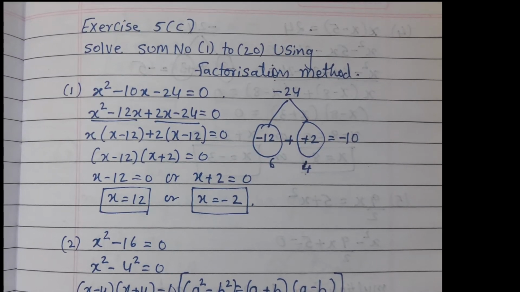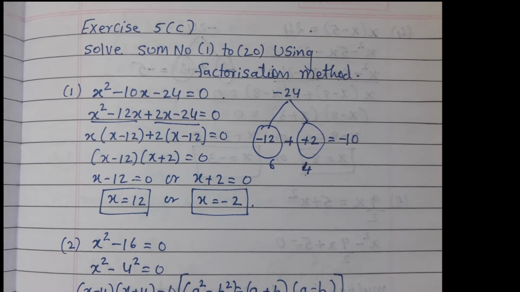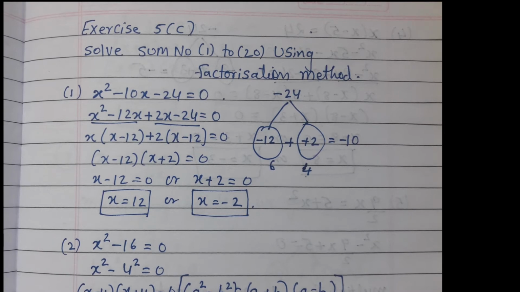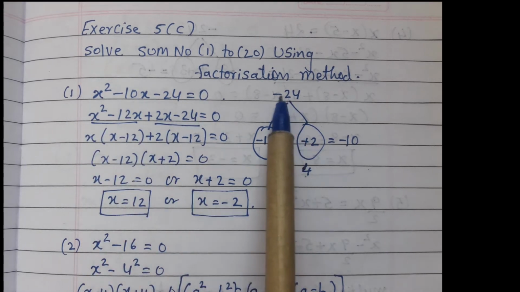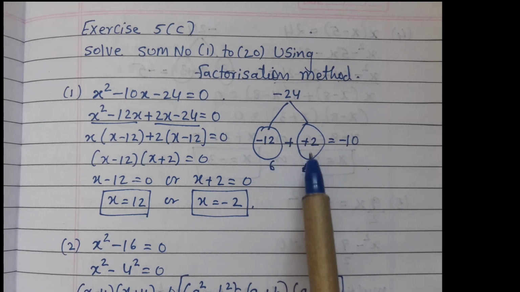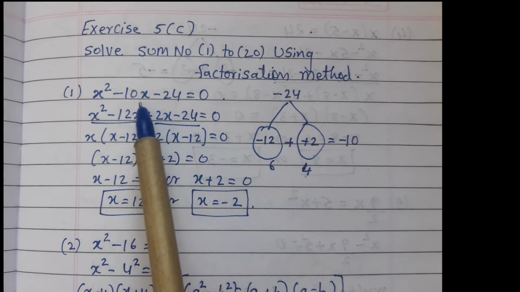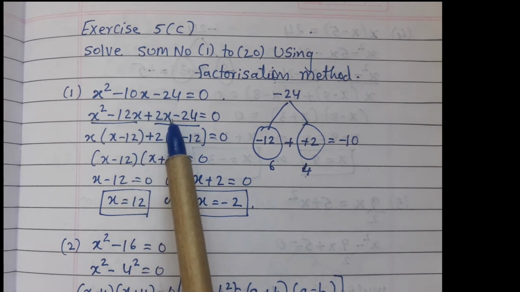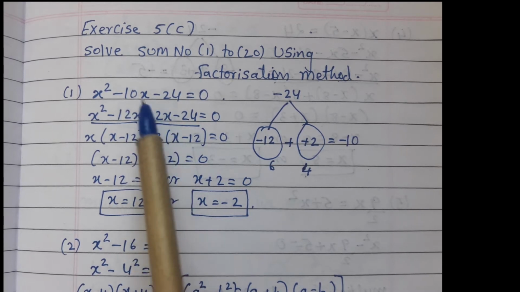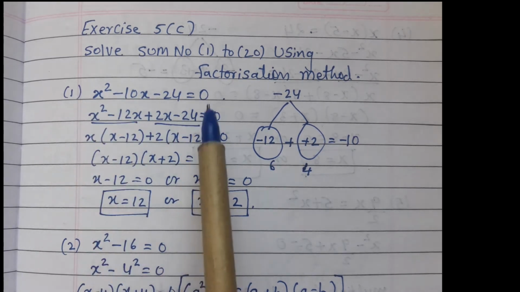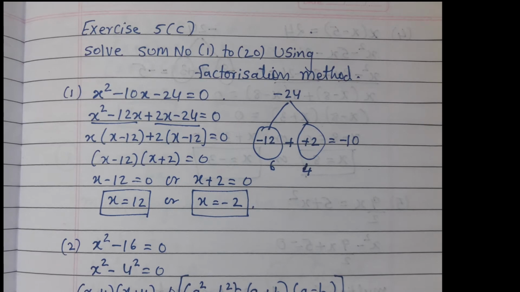Exercise 5C. Solve sum 1 to 20 using factorization method. Factorization method means the multiplication of first term and last term and addition of two middle terms. So we have to split the middle terms into two terms such that it is the addition of the middle term and it is a multiplication of first term and last term also.